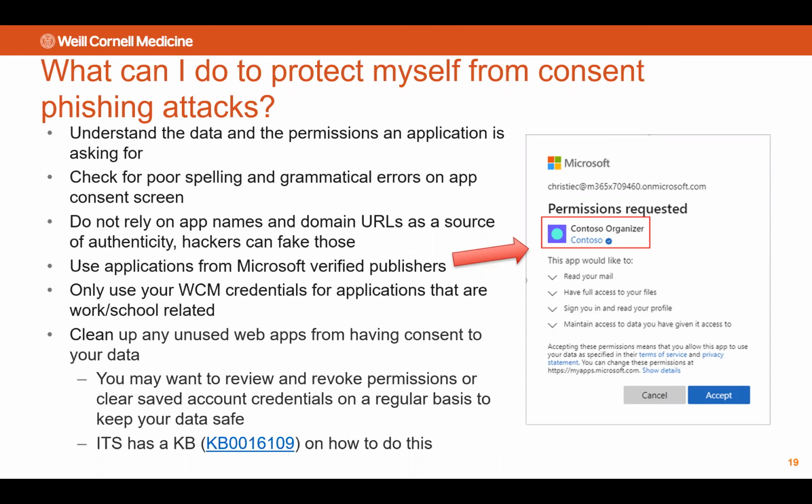If you have a personal application that you'd like to use, use your personal account just to keep your work account safer. Also, as I mentioned earlier, this consent is retained by these applications, whether you change your password or enable two-factor authentication. The only way to change the consent is by revoking it yourself. So clean up any unused web apps from having consent to your data. You may want to review and revoke these permissions or clear saved account credentials on a regular basis in order to keep your data safe. ITS does have a knowledge base article on how to do this that I'll have later in the resources section.